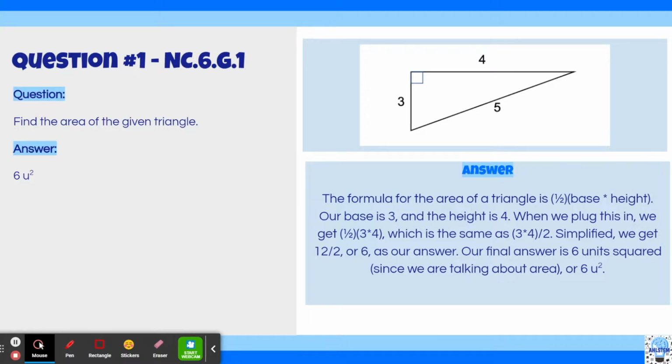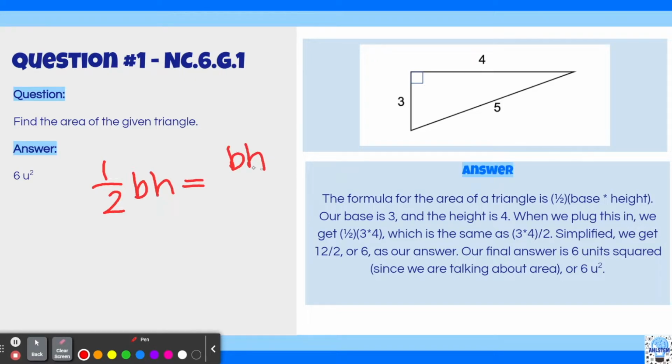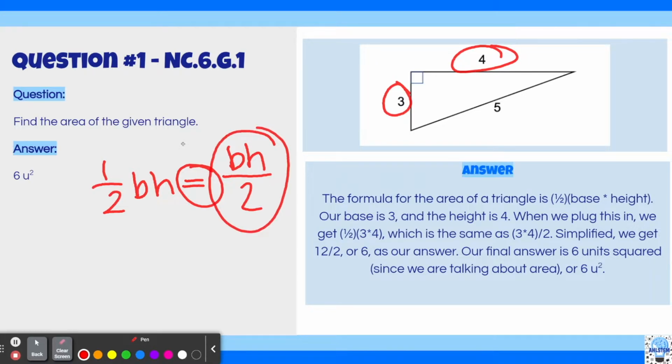So I'm just going to read off of the answer box here instead of writing it down because it's easier that way. So the formula is very simple. It's 1/2 base times height or base times height over 2. So your teacher might have written it like this or like this. And these both are the same thing, okay? So our base is 3 and our height is 4. So I'm going to use the second one over here.